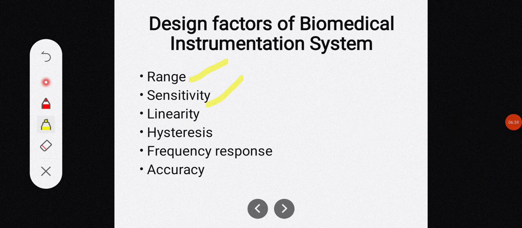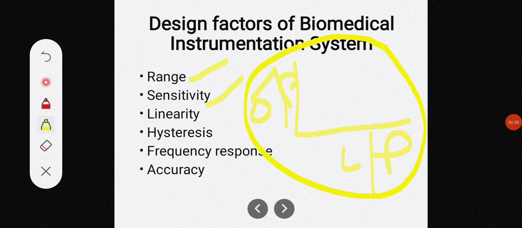Moreover, if you have found the calibration curve of a biomedical instrumentation system, what is a calibration curve? The calibration curve is the curve between input and output. Here we have input and here we have output. The curve so obtained is the calibration curve. It is the curve between the input and output of the biomedical instrumentation system or a normal generalized instrumentation system.